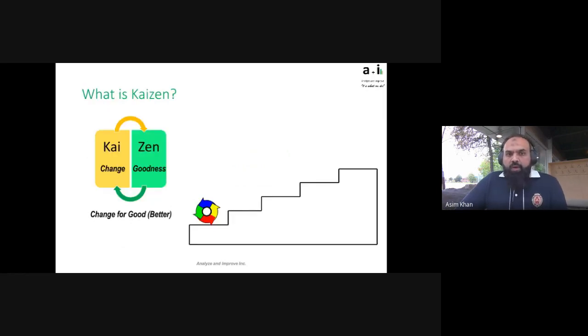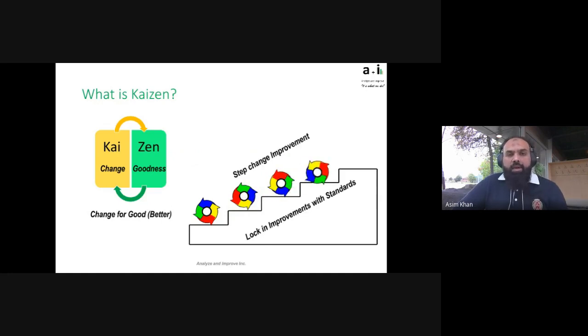Okay, so what is the Kaizen event? The term Kaizen is a Japanese term, and it has two syllables, as you can see there, Kai and Zen. When you translate them, they mean change and goodness. The term in English could be translated into two different phrases. One is change for good, and then change for better. Change for better really means that you want to go to a better state than where you are right now.